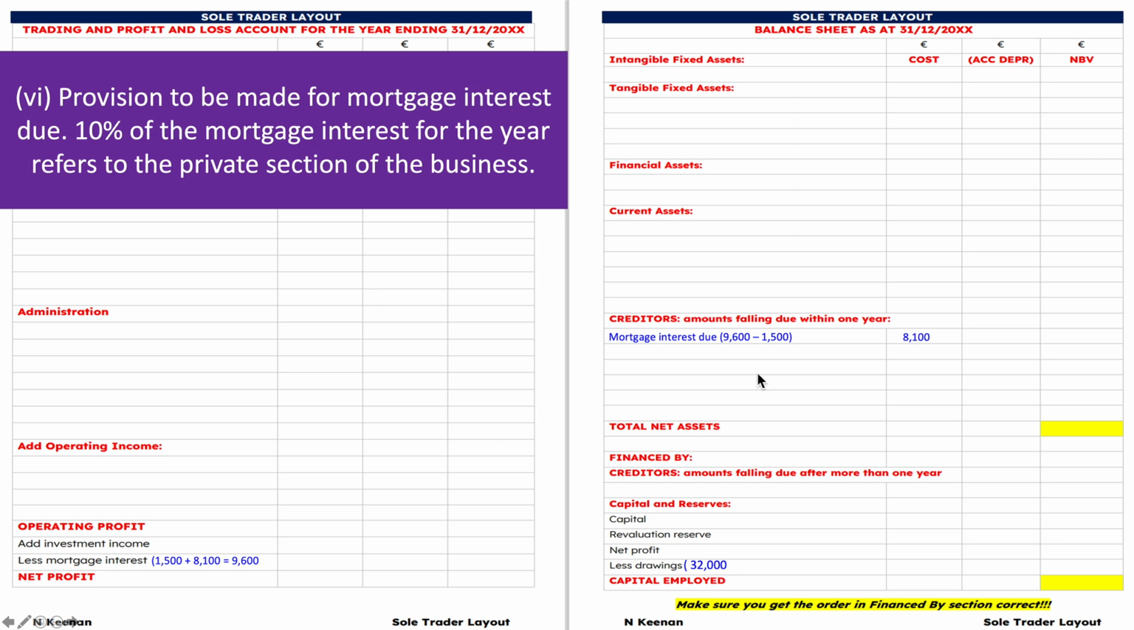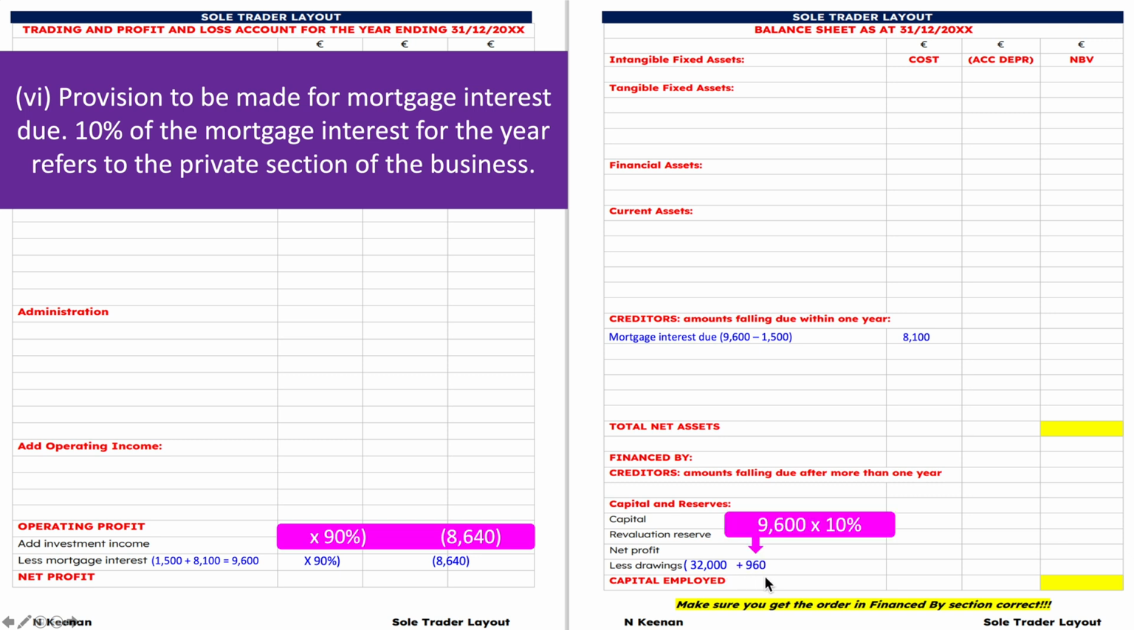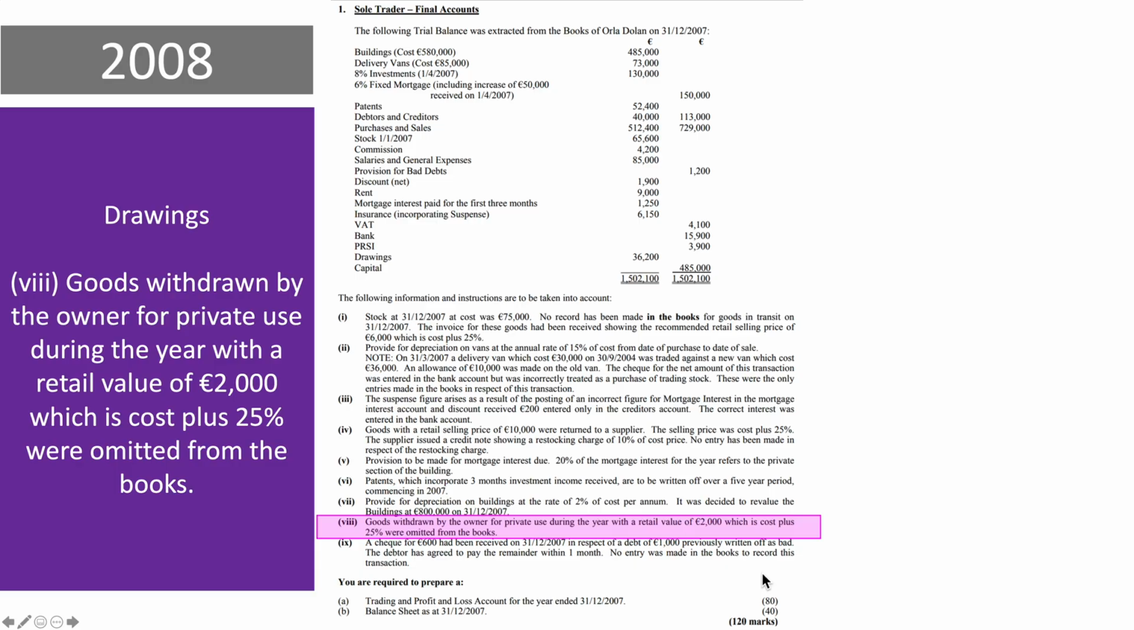So that is that. And then we multiply it by 90% and put that into the business. So 8640 can go in the final column there. And then we add 960 to the drawings. In 2008, we just have goods that were withdrawn.